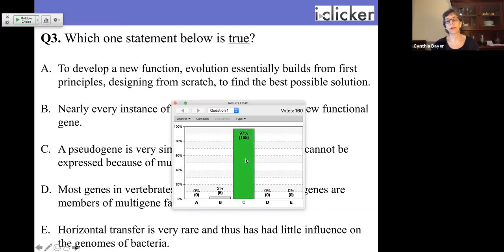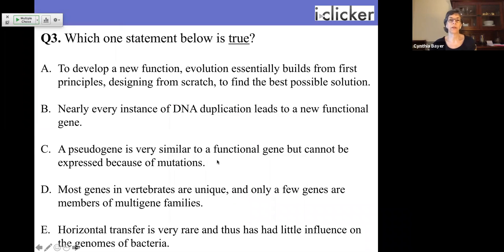The one statement that is correct would be C. And C states that a pseudogene is similar to a functional gene. It's usually part of a gene family, but it can't be expressed anymore because it's acquired mutations over time. So we call it pseudo.